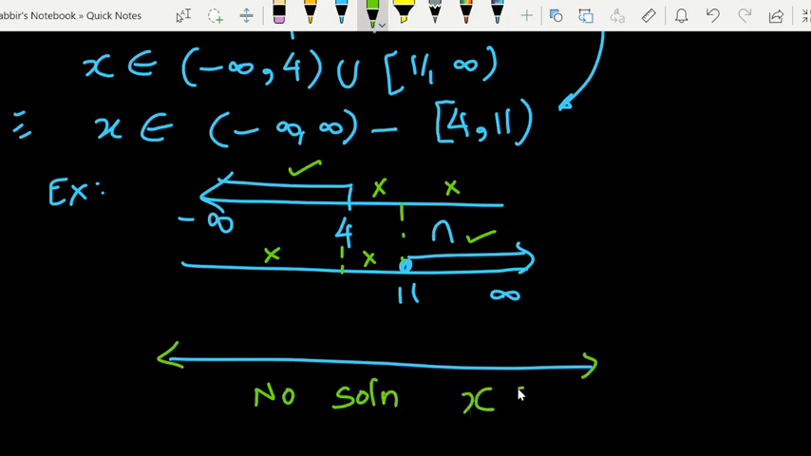We write it using this symbol, x belongs to phi. Phi is a null set. So we use this symbol. No solution is equivalent to writing x belongs to phi. Okay guys.